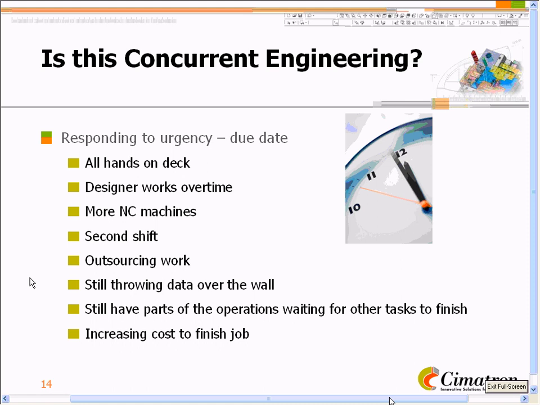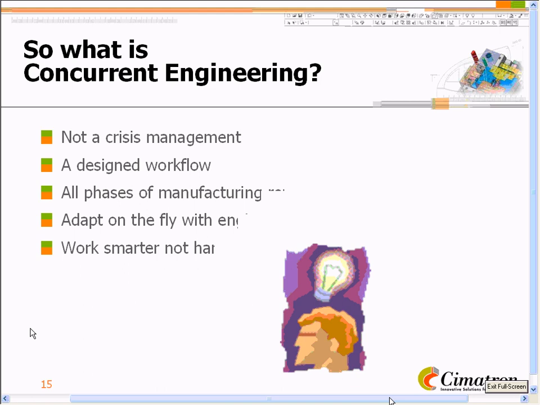Then there's the ugly word called outsourcing, where you finally admit defeat that you're not going to make the delivery time, or your machines are at capacity. So now you have to go to another company to have them cut the job for you, which means you're sharing profit with them that you did not intend to share. So in all, when we look at these, which you might call quick fixes, we're still dealing with the issue of throwing the data over the wall. It's the process itself that actually has not changed. We have to wait for the design to be done before the NC can continue. So that means increasing the cost of the finished job.